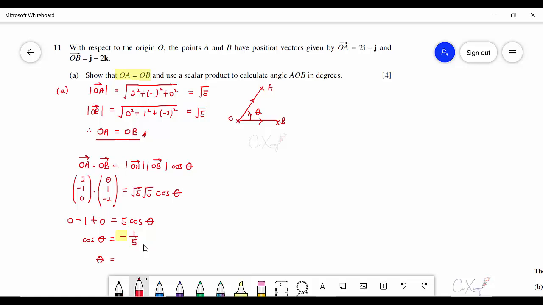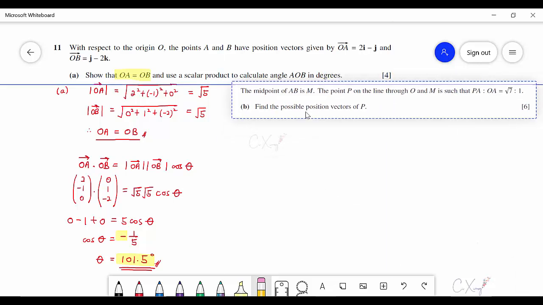Right, so the theta here should be 101.5 degrees. So they want you to keep your answer in degree form. For degree form, the standard is 1 decimal place. So the answer should be 101.5. Okay, so this is how we get the answer for part A. All right, so now let us continue to part B.